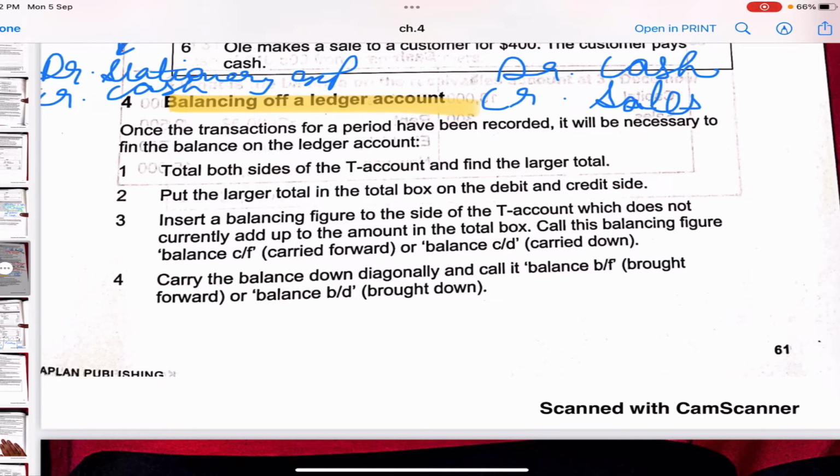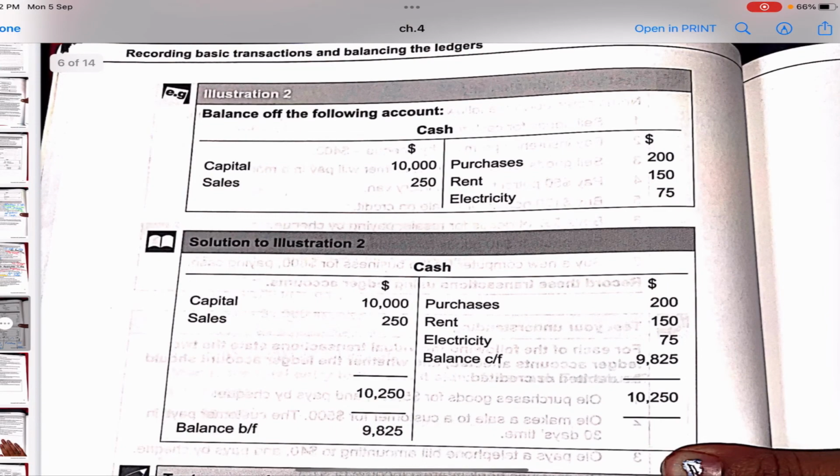So CF is carried forward, CD is carried down. Carry the balance down diagonally and call it balance BF, brought forward, or balance BD, which is brought down. Now let's see what brought forward and brought down really is.